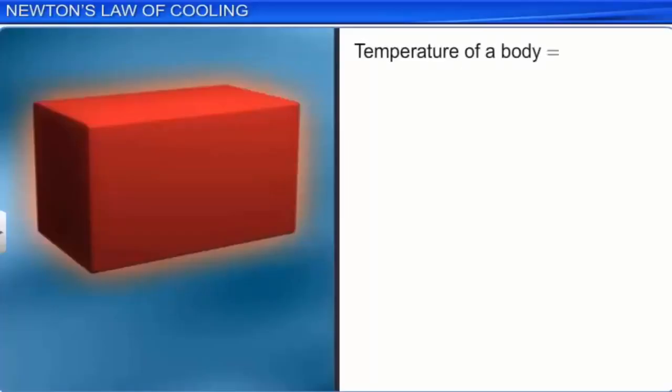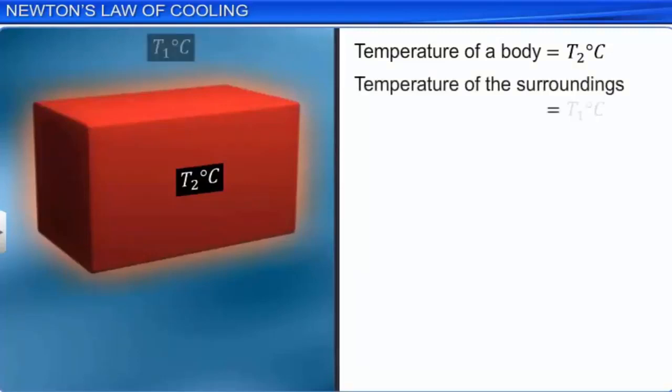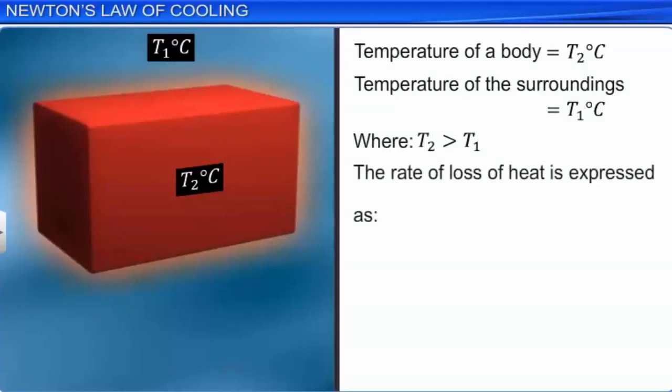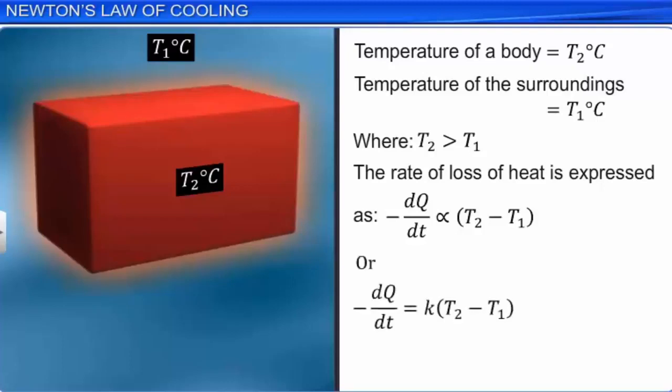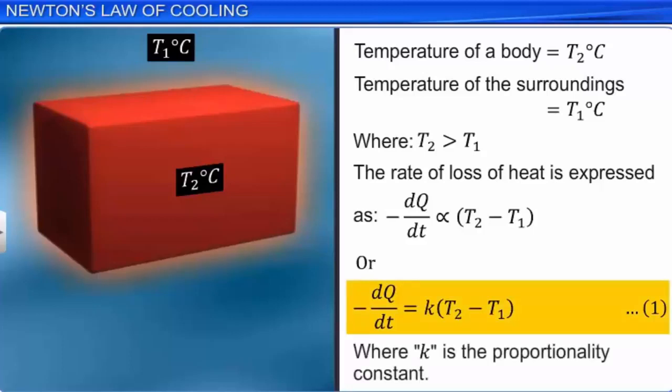If a body is at a temperature T2 degrees Celsius and its surroundings are at a temperature of T1 degrees Celsius, where T2 is greater than T1, then the rate of loss of heat is expressed as minus dQ by dt is proportional to T2 minus T1, or minus dQ by dt is equal to K into T2 minus T1. Let this be equation 1, where K is the proportionality constant, which depends on the area and nature of the body.